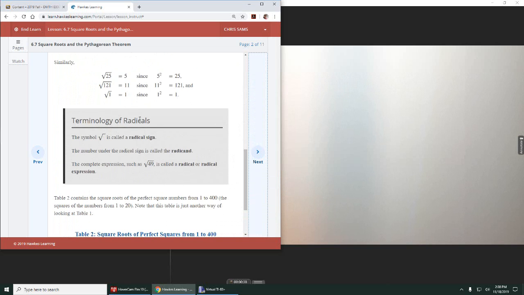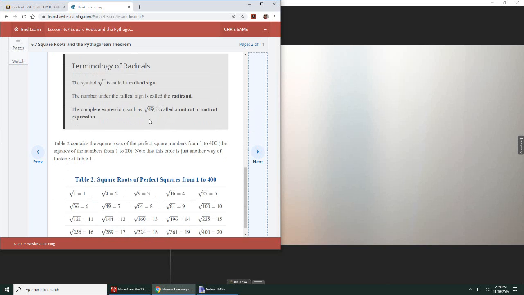They want you to know the terminology. When you see this square root symbol, it's called a radical sign, and the number under it is sometimes called a radicand. And we want to evaluate the expression of the radical or radicand. It's finding out what number you multiply times itself, which is a perfect square, to get that number.